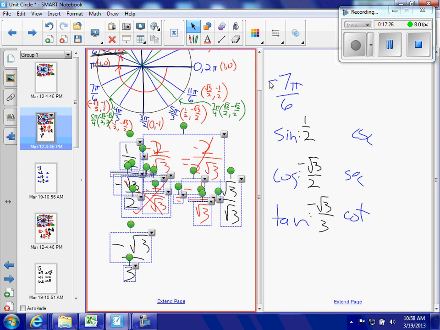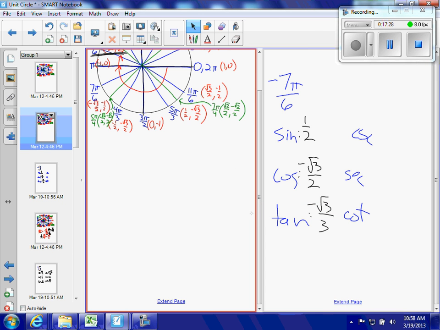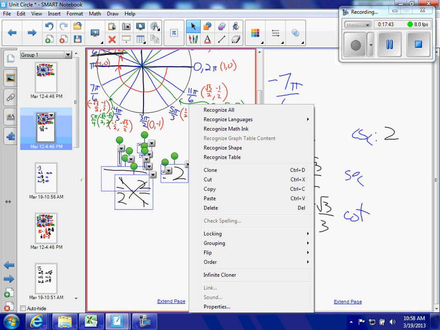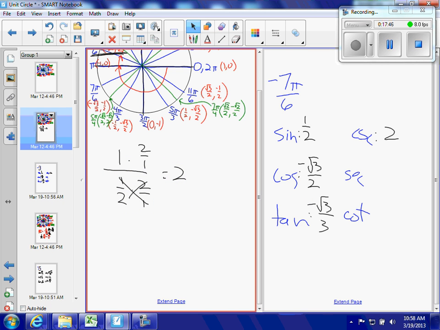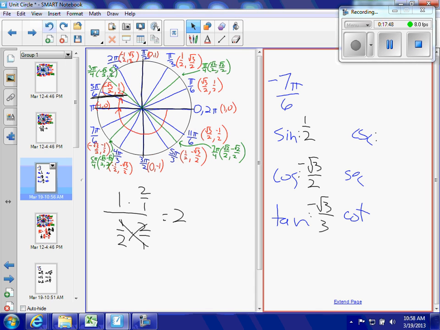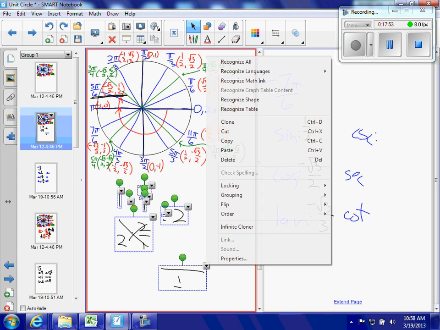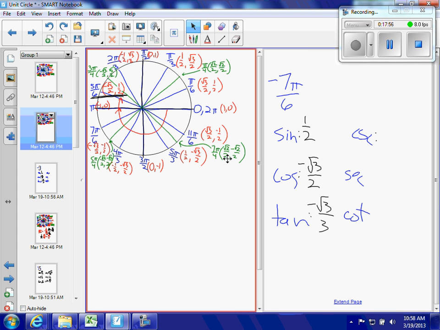What about my cosecant? My cosecant is 1 over sine, 1 over 1/2, multiplied by the reciprocal. That cancels out. It equals 2. Secant. Whoa, I made a mistake. Go back. Okay, here we go. Sorry for all this smartboard mishigash. Okay, my cosecant. Oh, I had it as 2. I already had that. My secant.